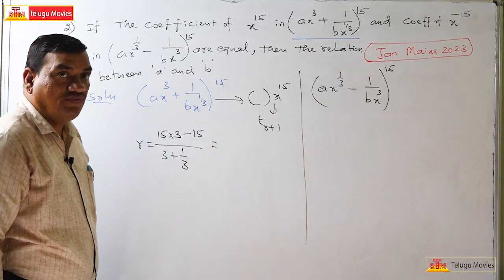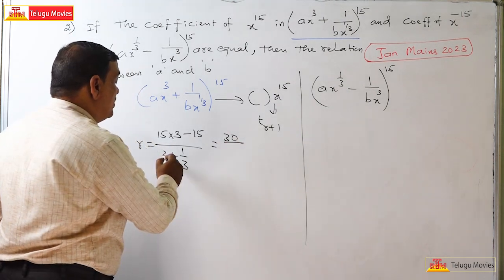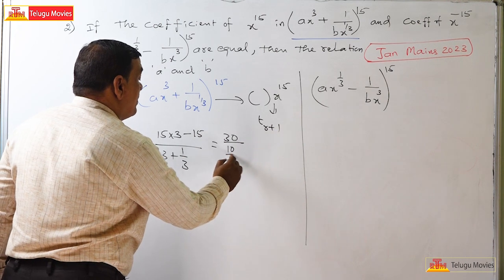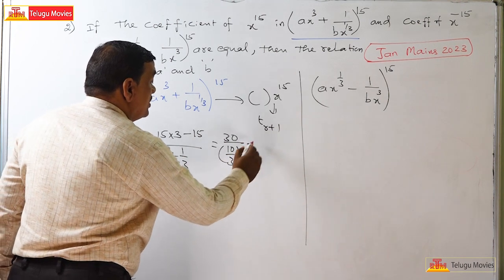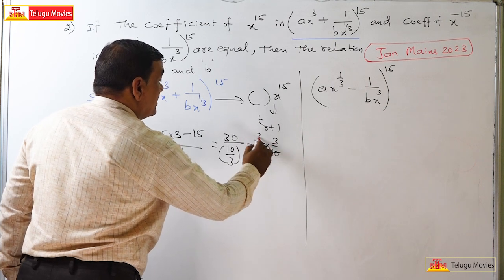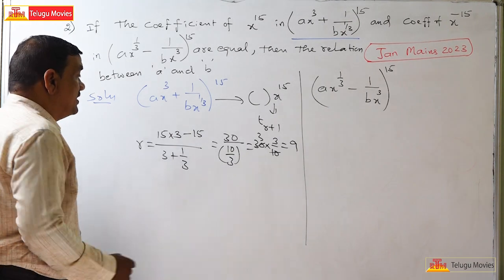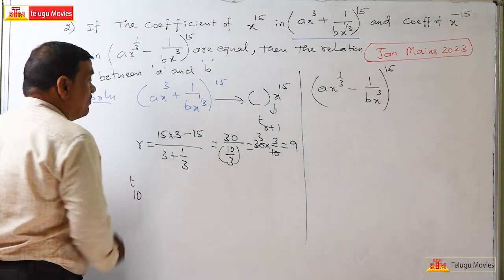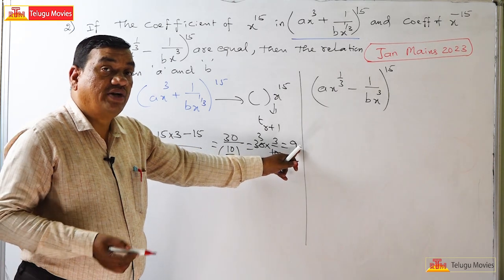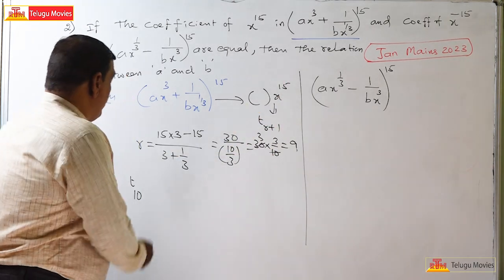15 threes are 45. 45 minus 15 is 30. 3 times 3 is 9, plus 1 is 10 by 3. So this is equal to 30 into 3 by 10, which is 9. Understand? So r is equal to 9, which means the 10th term contains x to the power of 15.